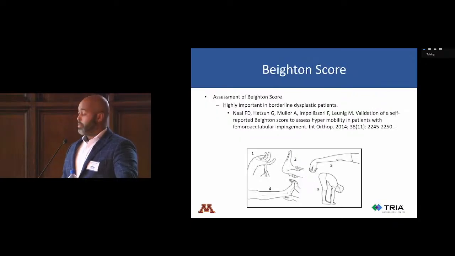Pain score is super critical in my practice. Sometimes that's the ultimate decision maker if everything else is equivocal. If the Beighton score is above a 5 out of 9, then I'll add a PAO.